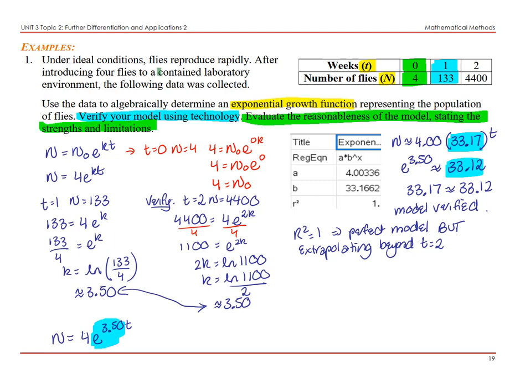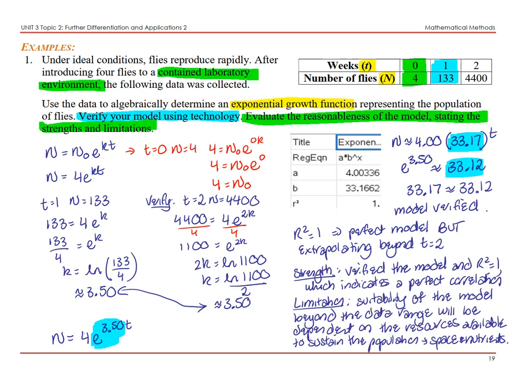If you read the question again, it says in a contained laboratory environment. So that is going to have limitations. It may not have enough resources. It depends on its size. So the model continuing outside the data range is going to be dependent on sufficient nutrients or food and space availability. So strength, verified the model, R squared's 1, which indicates perfect correlation. Limitation, suitability of the model beyond the data range will be dependent on the resources available to sustain the population, so space and nutrients.